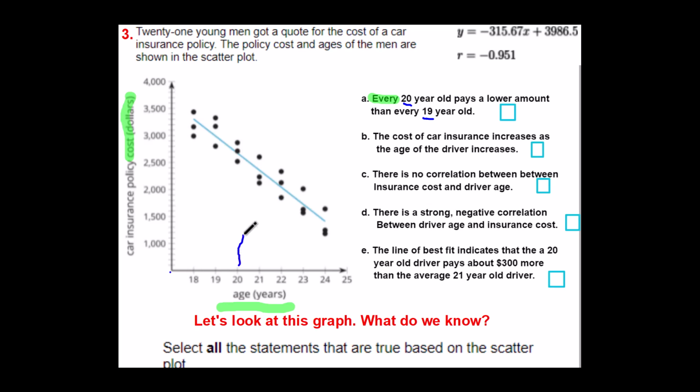So let's go up. Here are the 20-year-olds. And here are the 19-year-olds. All right, this 20-year-old right here is paying a lower amount than all three of these. This 20-year-old is paying a lower amount than all three of these because that dot is below all three. But this 20-year-old is paying a higher amount than this 19-year-old. So that's not every 20-year-old.